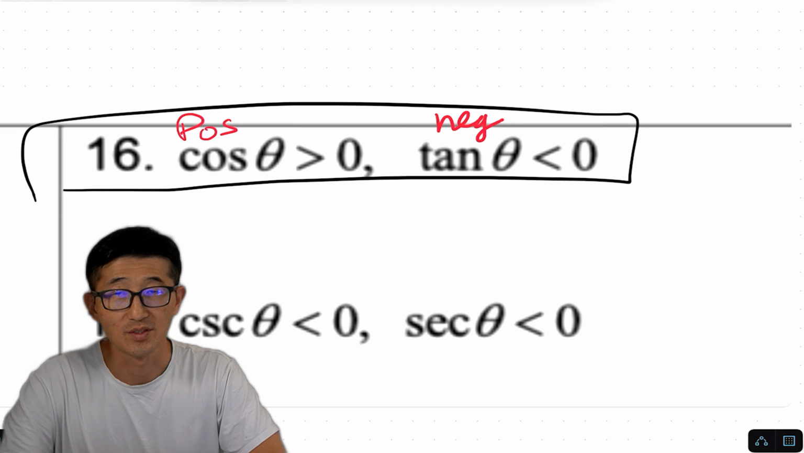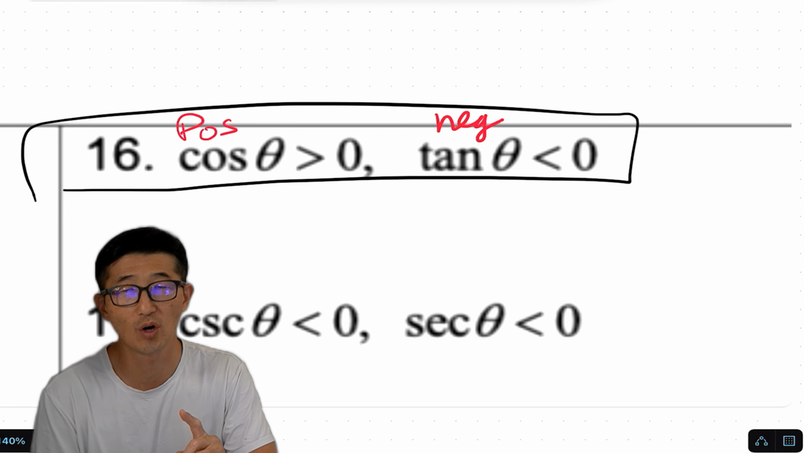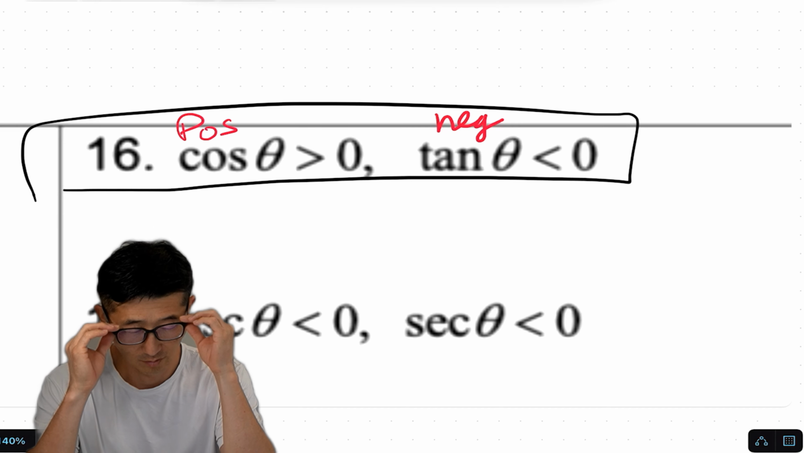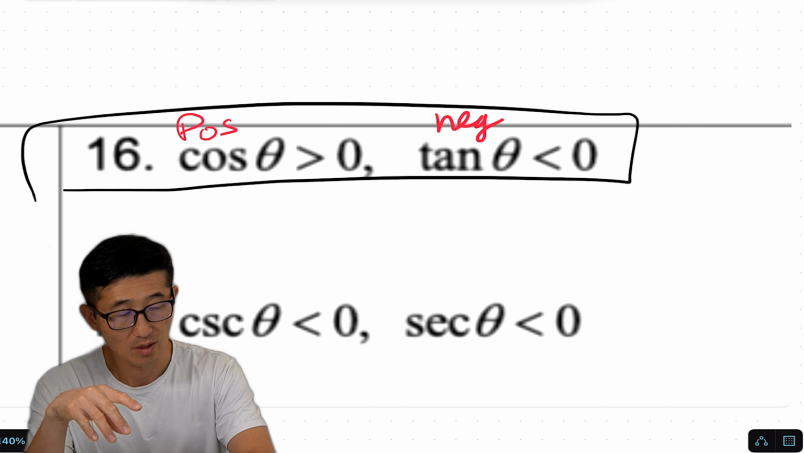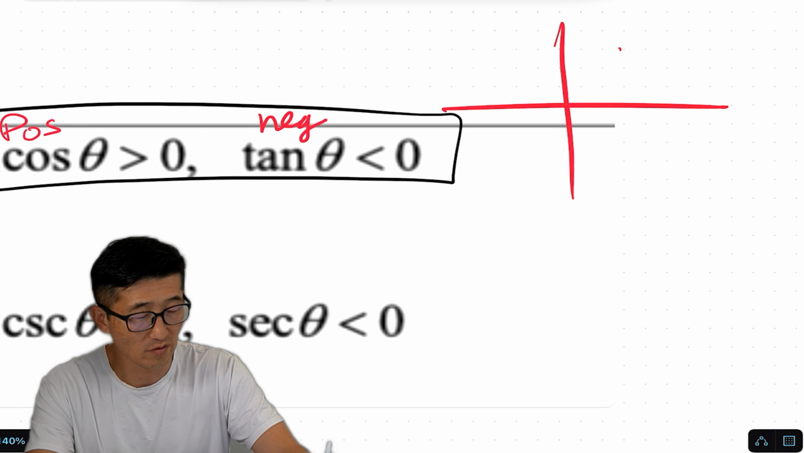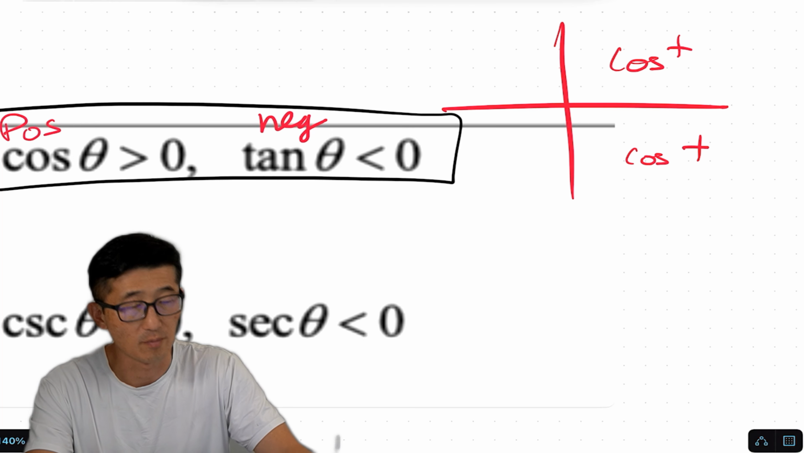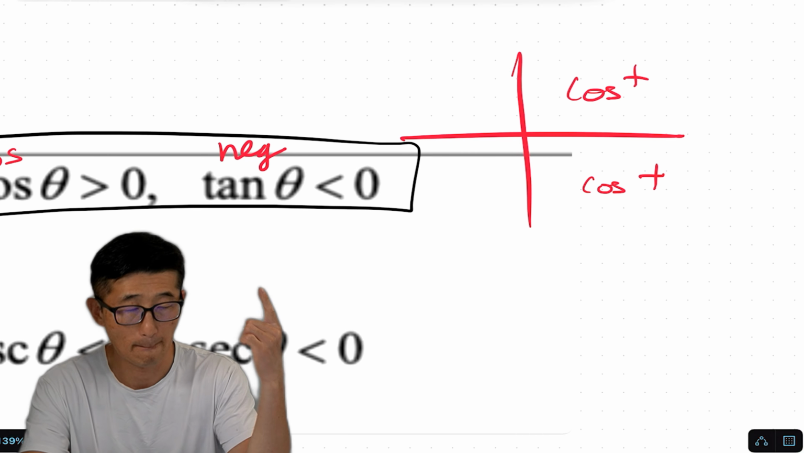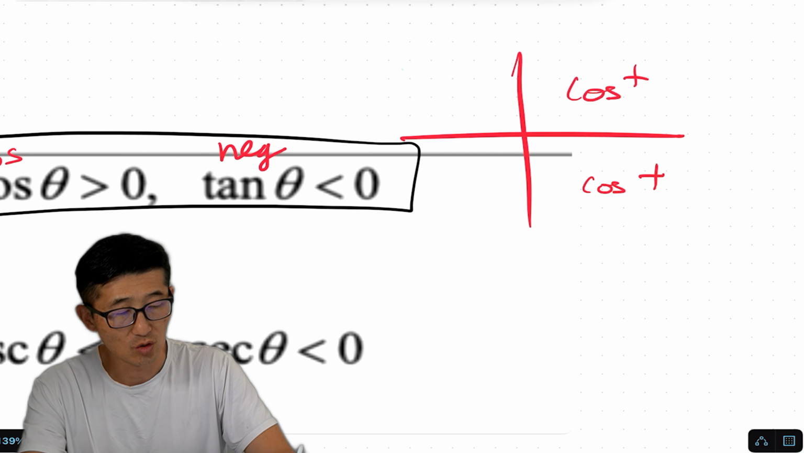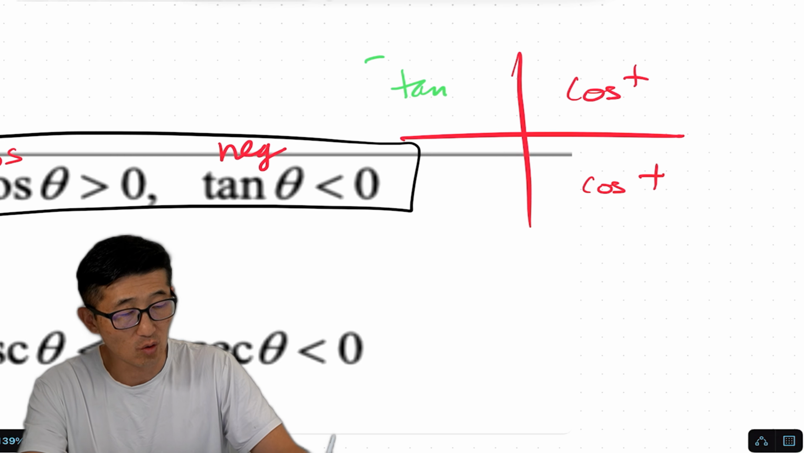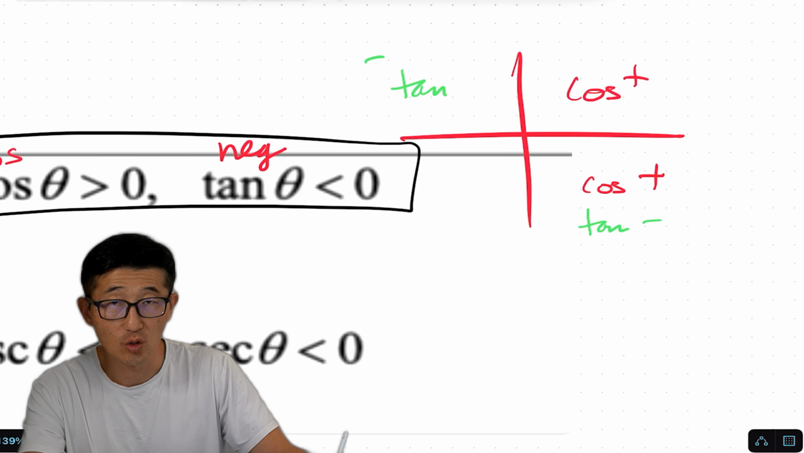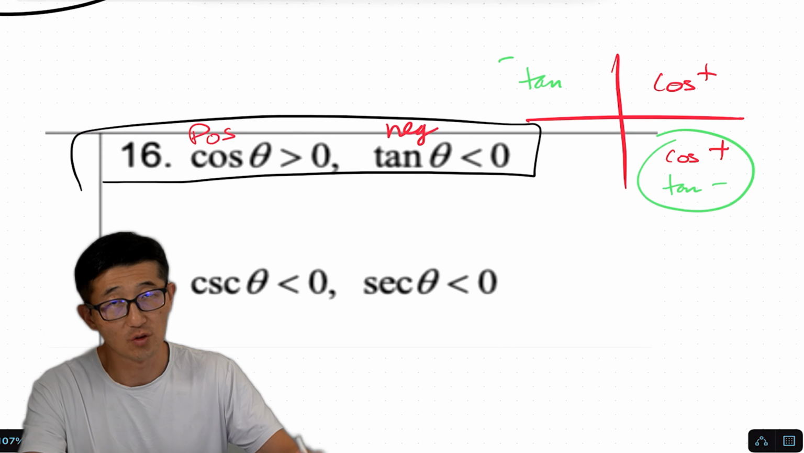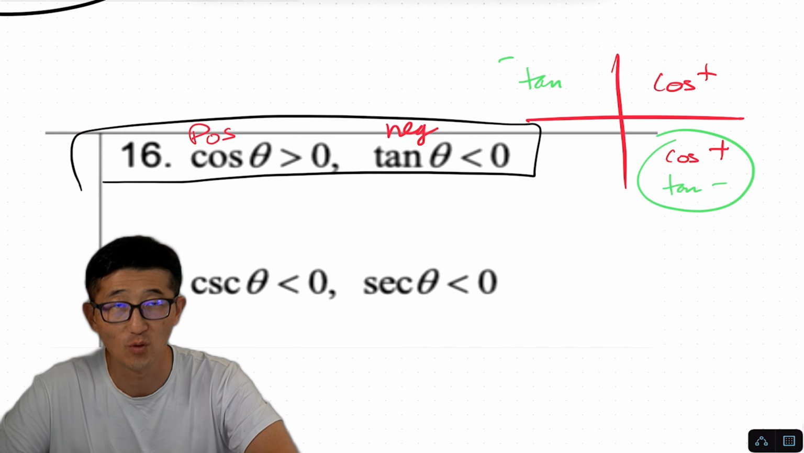First of all, in which quadrants are cosine values always positive? 1 and 4. So again, cosine values are positive. Now the question is, what quadrants is tangent negative? Quadrants 2 and 4. So where do they both agree? In quadrant 4. Does that make sense? For this to be true, they have to be in quadrant 4. Okay?